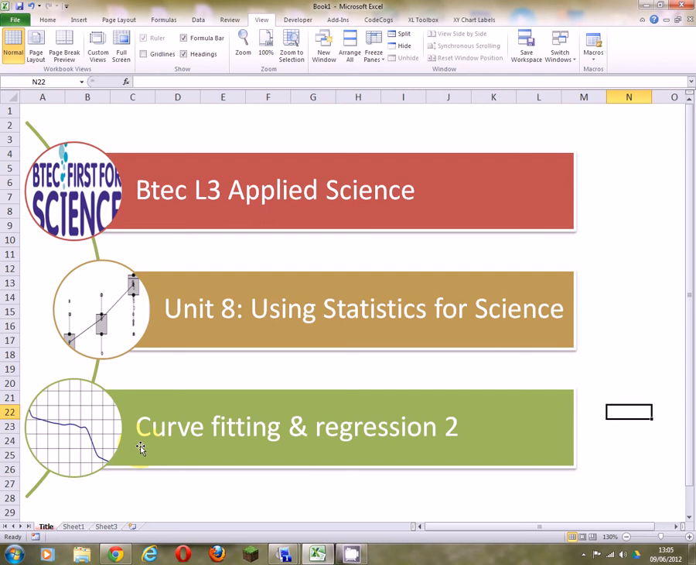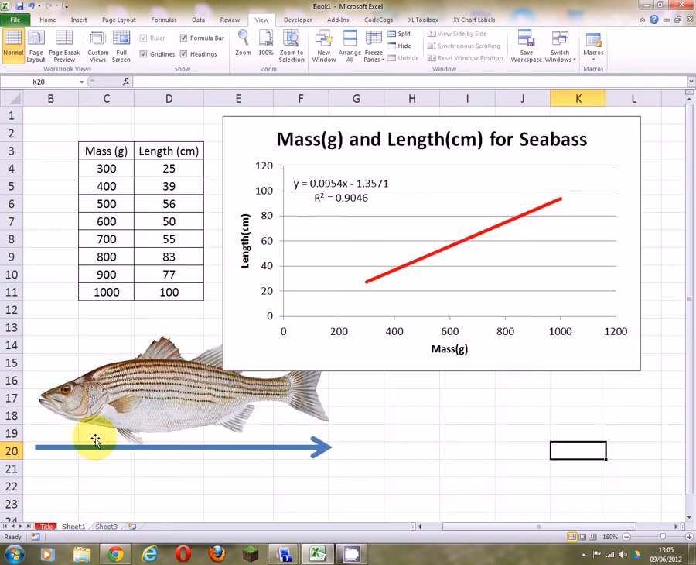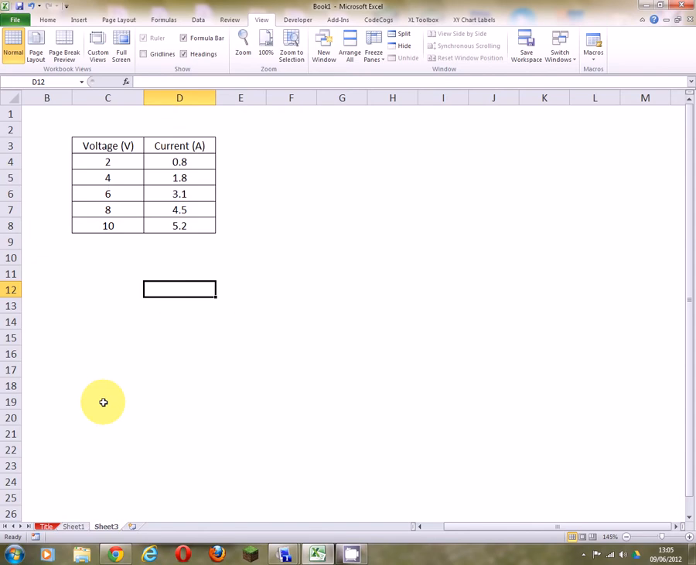This is the second video in the BTEC Level 3 Applied Science, Unit 8, Using Statistics for Science, where we're going to look at curve fitting and regression. If you remember, in the first video we looked at mass and length as a function of each other for the seabass. Remember, we drew a straight line? So this time, we're going to look at voltage and current for a piece of wire. Yeah, the classic Ohm's law experiment.